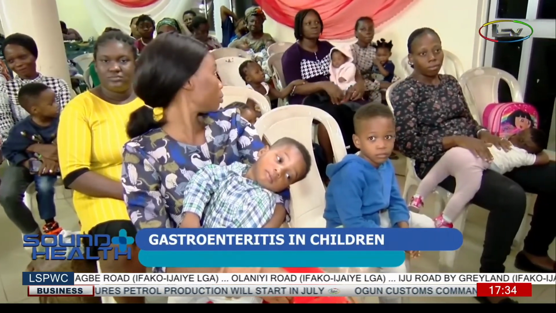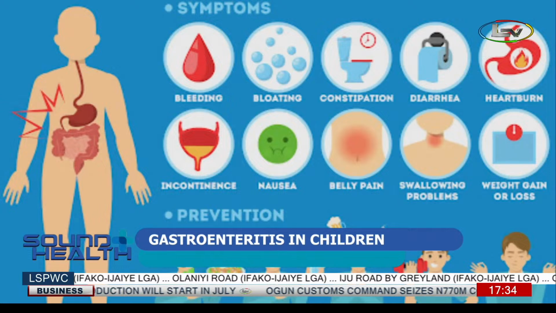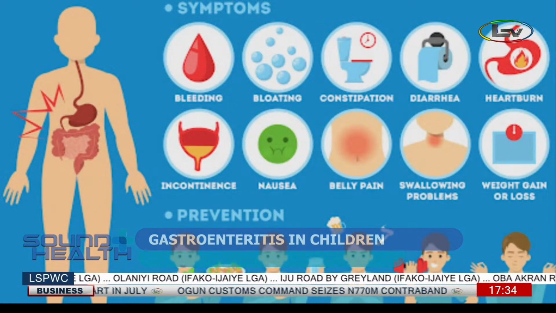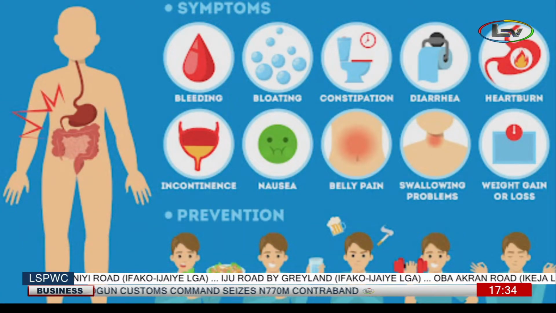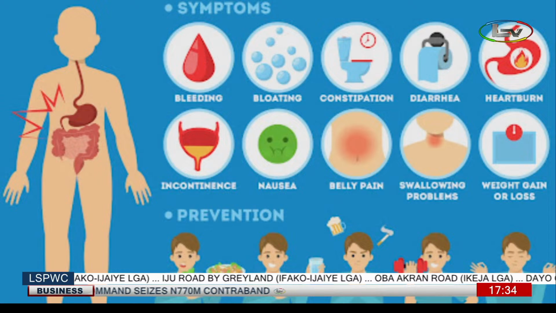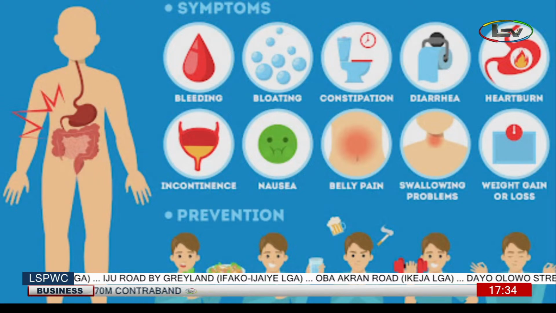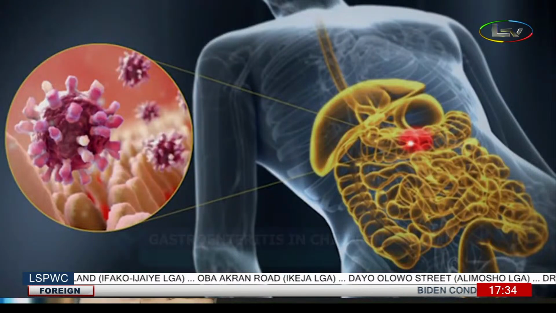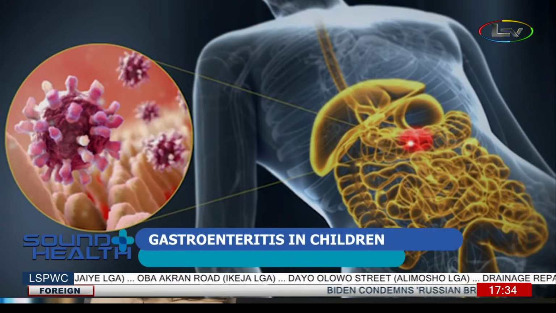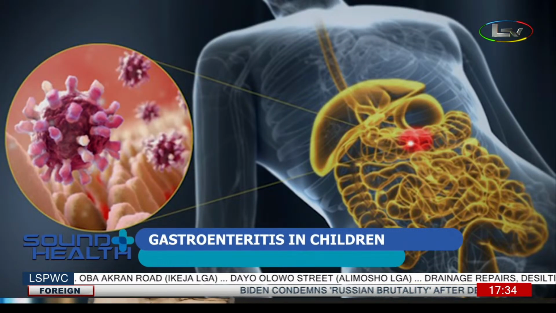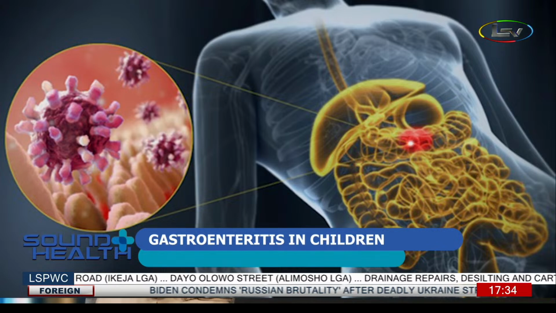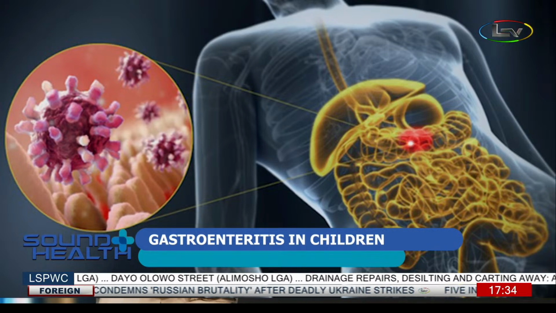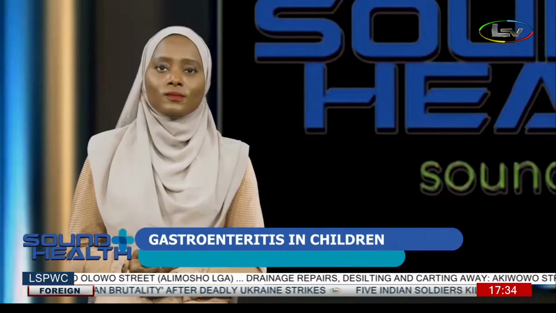So under the viruses, the most common virus that causes gastroenteritis is the rotavirus. We have other viruses, but rotavirus is the most common. And then other bacteria as well. We have things like salmonella that causes the typhoid that some of you already know about. And then other parasites. We have one parasite called Giardia lamblia, so that also causes gastroenteritis.